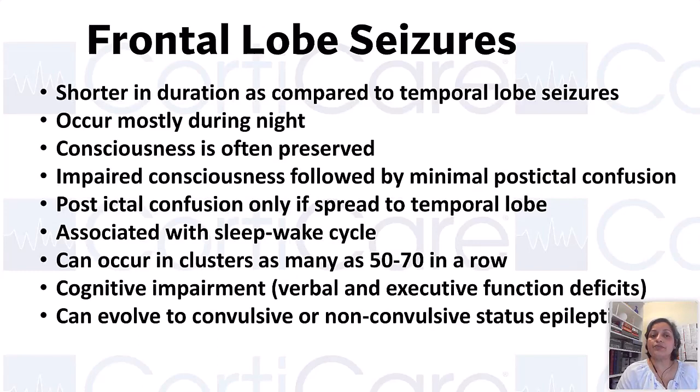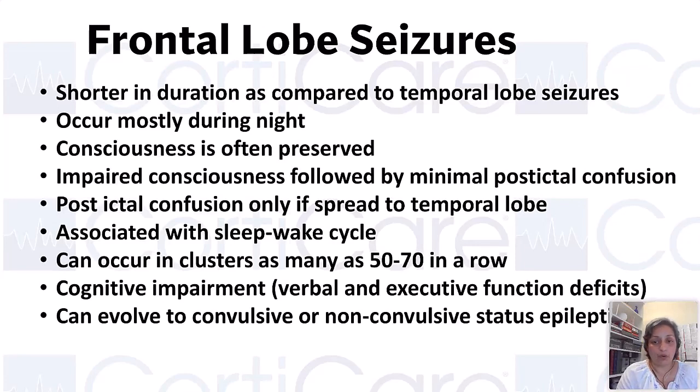The consciousness during the frontal lobe seizures is preserved. So that means there is no loss of consciousness. Consciousness may be altered, but it is not lost completely. There is minimal postictal confusion, but you would still see postictal confusion if the seizure is spreading to the temporal lobe. These seizures are highly associated with sleep-wake cycles, and they can happen in clusters.